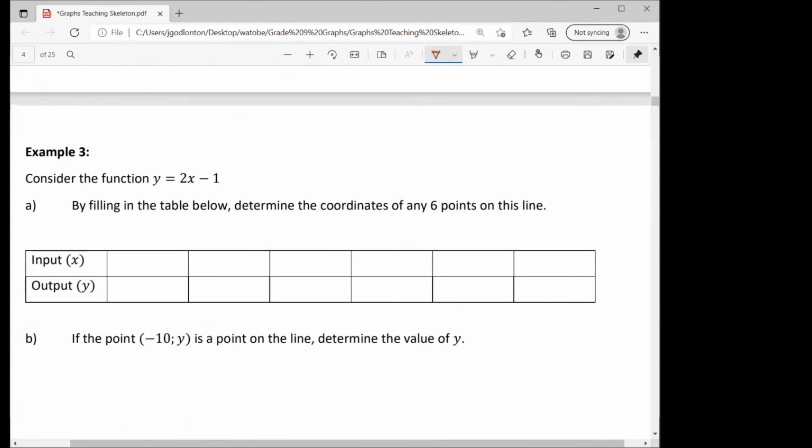All right, let's have a look at this question. Here you've been given the function y equals 2x minus 1. And the first thing that I'd like you to do is to fill in this table, and you are going to choose your own x coordinates to find your own y coordinates. So some of you will have different x coordinates, and that is fine. So your first goal is to think, what x coordinates can I put into this table, and what y coordinates am I going to get as my answer?